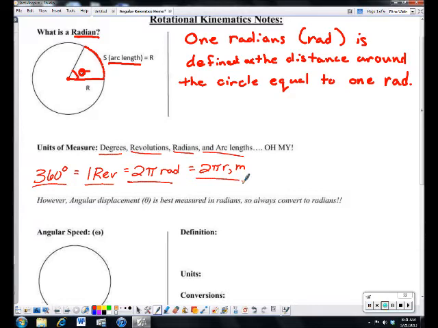And this will allow me to use a little bit of dimensional analysis to convert back and forth. So if I told you 2 revolutions, you know we're traveling 4 pi rad. If I tell you 7 revolutions, I know I'm 14 pi rad. So that just gives you an idea, or radians. I don't know why I'm saying rad, I'm being annoying.